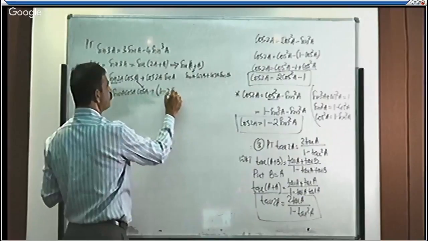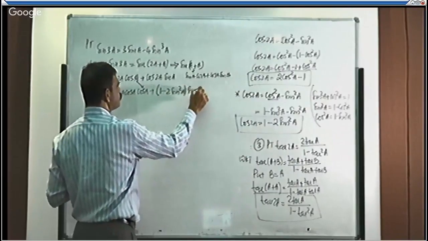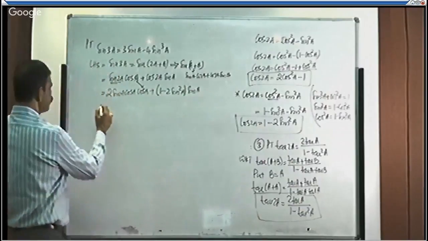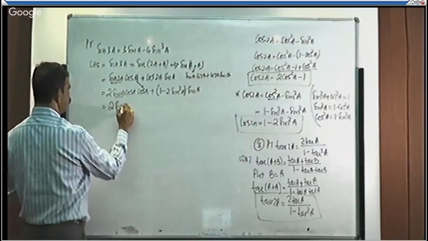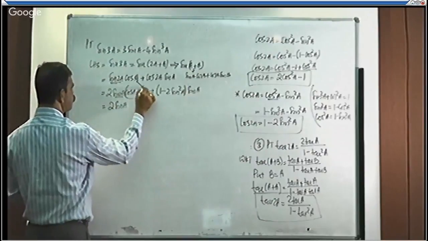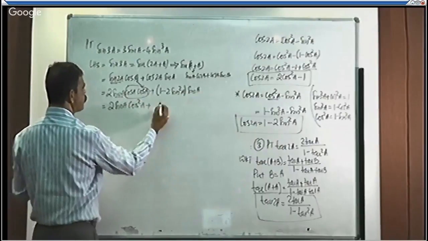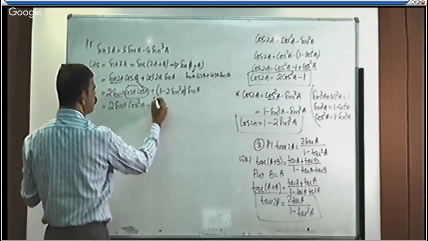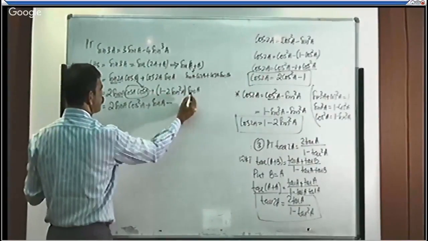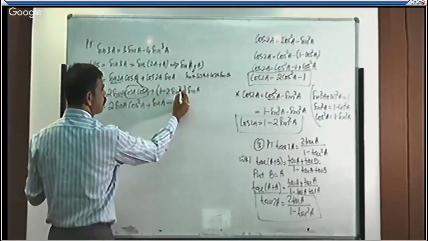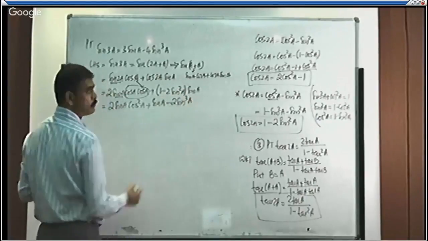1 minus 2 sin square A into what? Sin A. Remove all the brackets. 2 into sin A into cos A, cos A into cos A is what? Cos square A. Plus, remove this bracket. Sin A into 1 is sin A. Plus into minus, minus, sin A into sin square A, sin cube A. Minus 2 sin cube A.